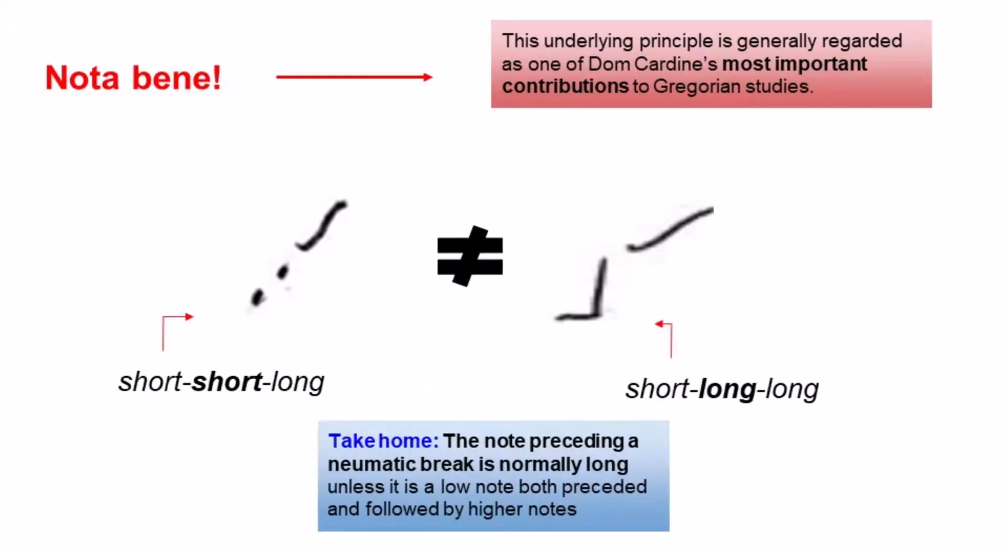The recognition of the underlying principle differentiating these two notations is generally regarded as one of Dom Cardine's most important contributions to Gregorian studies. The note preceding a pneumatic break is normally long unless it is a low note, both preceded and followed by higher notes.